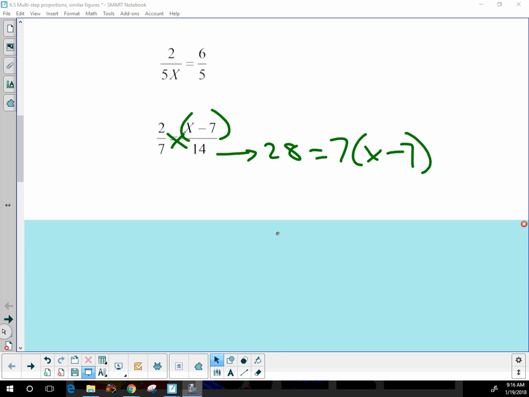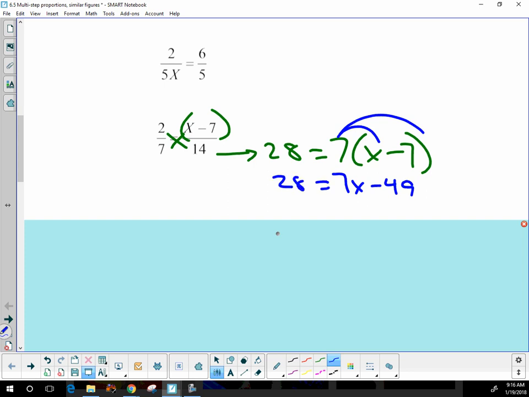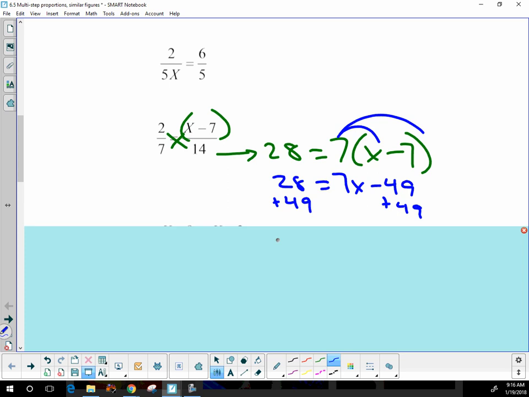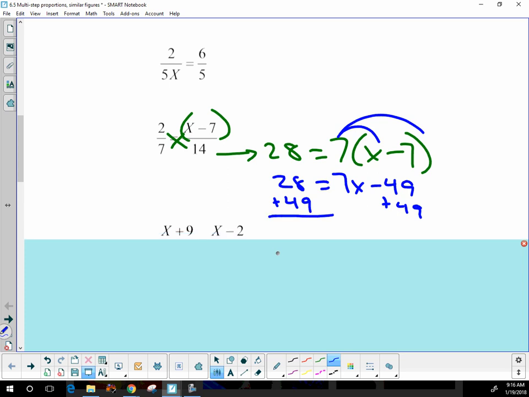Now, I've erased the work from the other problems so it doesn't get in our way, and I've written our means and extremes as an equation. You have to distribute your 7. Add 49 to both sides. And divide both sides by 7. So for this one, x equals 11.